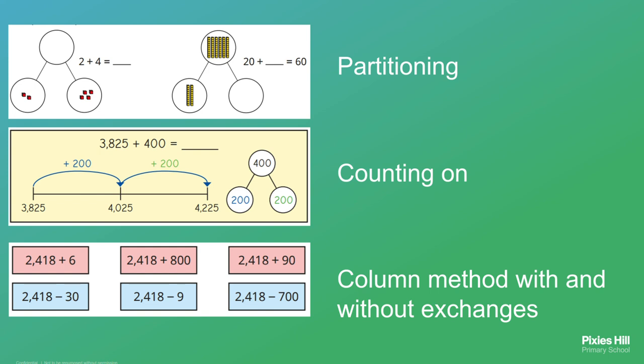Some key phrases that we teach in Key Stage 2 include partitioning, the breaking up of larger numbers into smaller, more manageable chunks; counting on, using jumps on a number line where the numbers have been partitioned; and column method. There are two forms of column method, with and without exchanges, otherwise known as carrying.